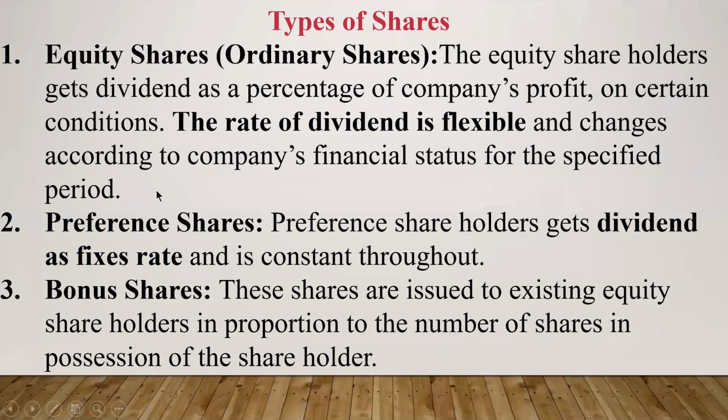It changes according to the company's financial status. Second one is preference shares. Preference shareholders will get dividend at a fixed rate, and it is constant throughout. Even though the company is going in less profit or in loss, the company has to give a fixed amount of dividend to the preference shareholders. So that is the difference between ordinary or equity shares and preference shares.